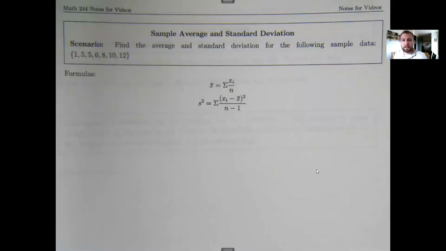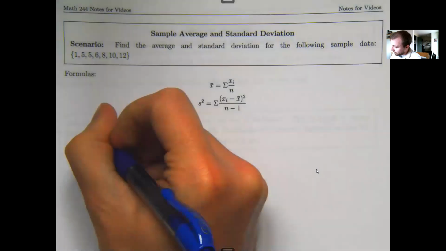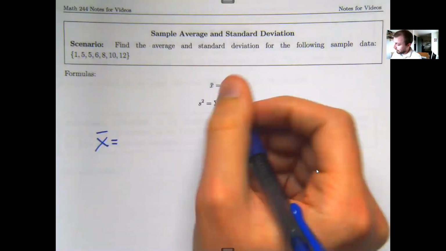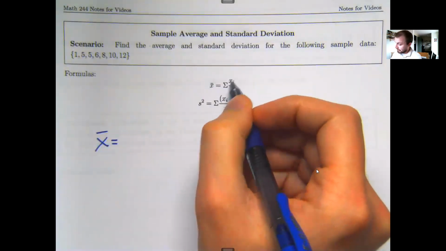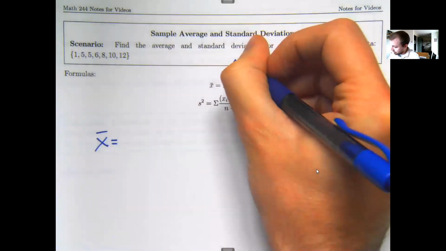Let's calculate the average and standard deviation for a sample set. So we were looking at statistics, numbers that describe a sample. To find my average x bar, I take all of my numbers and I add them. That's what this symbol means. Whenever you see this, this means that you're adding things.